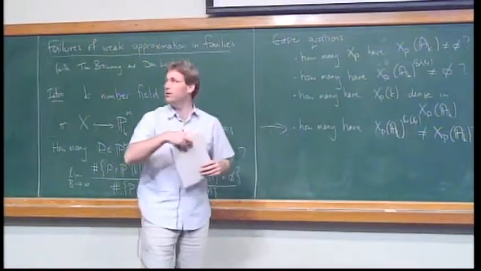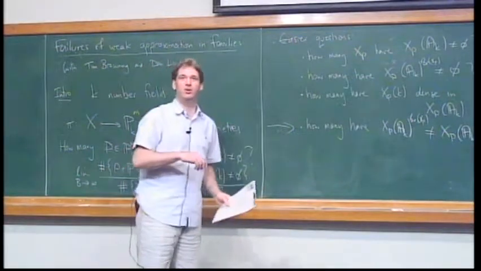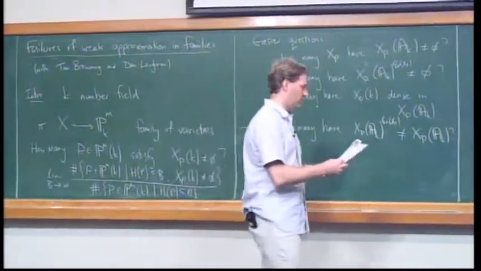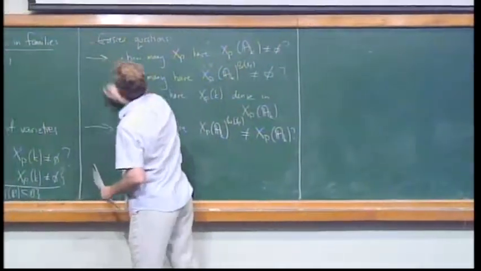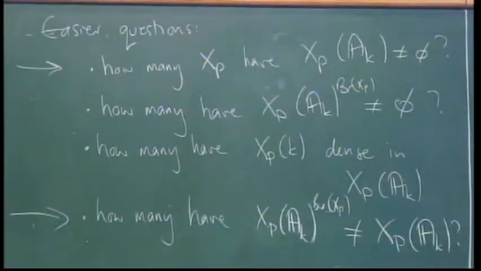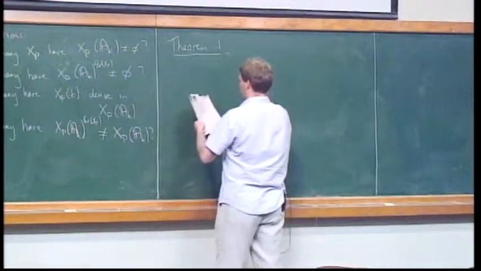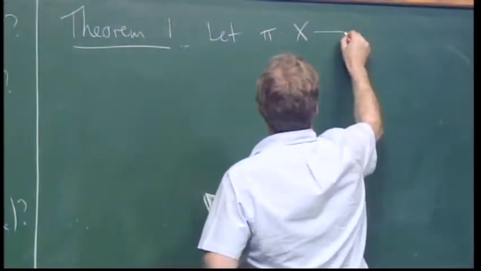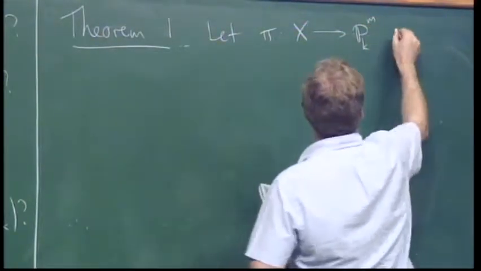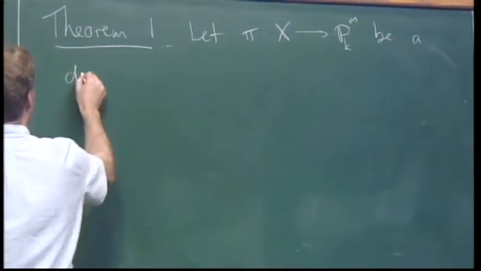Let me begin by stating one of the two theorems, which is going to be the one that I'm not going to talk about. But let me state it anyway. So we also address this question. This question is going to be Theorem One, which I will state and then won't really say any more about. So Theorem One. The same setup, pi from X to P^m_K. This is going to be a dominant projective morphism.